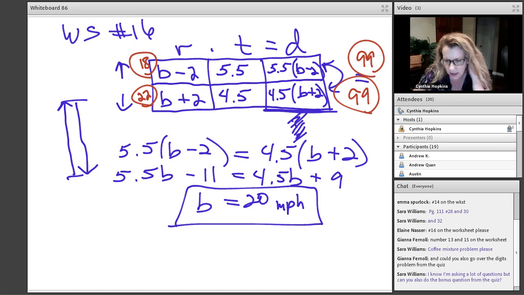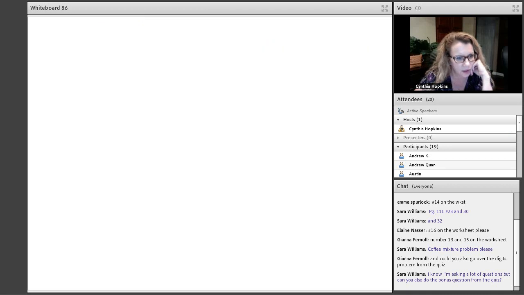All right, Gianni is asking for number 13 and 15 on the worksheet. Okay, let's go purple. All right, worksheet number 13.